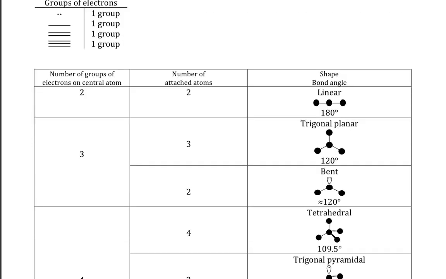Alrighty, so to use the table that we have below there, we have to know what is a group of electrons. A group of electrons can be a lone pair. Some central atoms have a lone pair on them. It can be a single bond. That's one group. It can be a double bond. That's also one group. It can be a triple bond. That's also one group. Okay, so groups of electrons: lone pair, single bond, double bond, triple bond. Each one of those is a group, and every group wants to be as far away from any other group as possible, at least of the ones on the central atom.